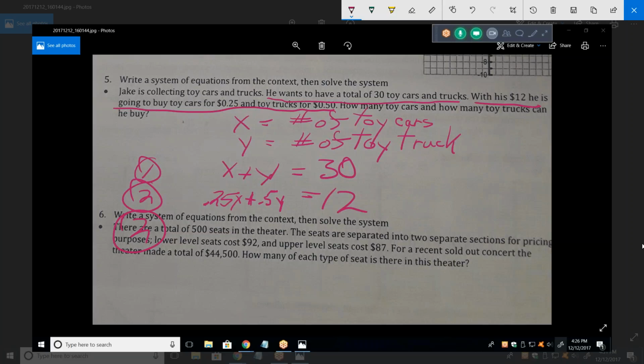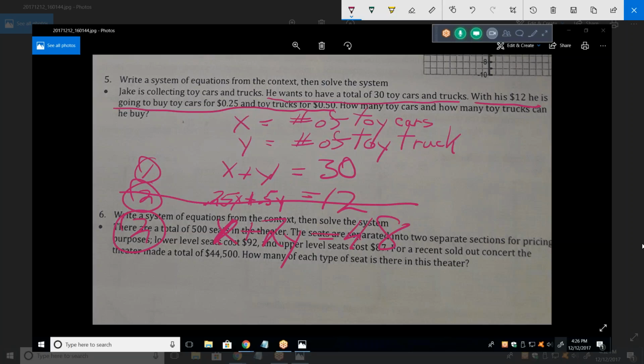0.25. How many quarters in a dollar? 4. So if I multiply the second one by 4, that'll turn that into x. So let's do that. Okay? So that's x plus 2y equals 48. That's my new equation 2.